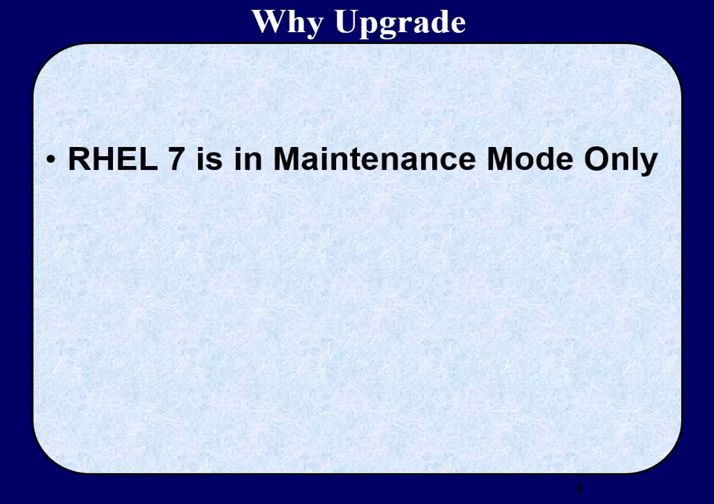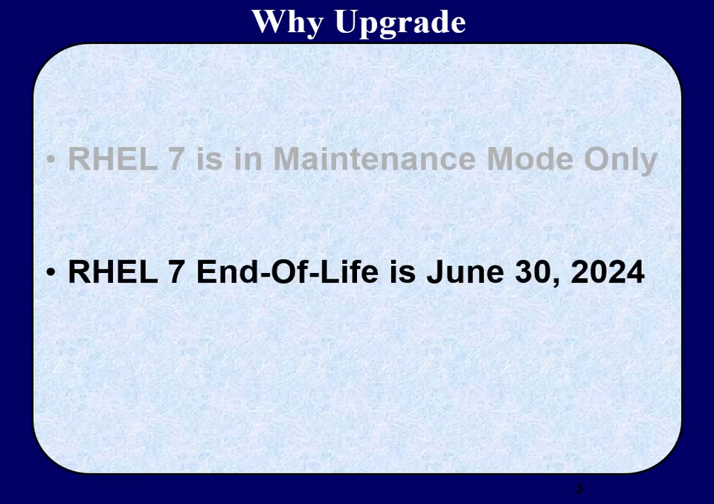So why upgrade? To begin with, RHEL 7 is in maintenance mode only. We are currently at 7.9. There's no intention to go to 7.10. Only critical and severe updates will be made available as approved by Red Hat. Finally, RHEL 7's end of life is June 30th, 2024. Effective July 1st, 2024, RHEL 7 will no longer be supported.